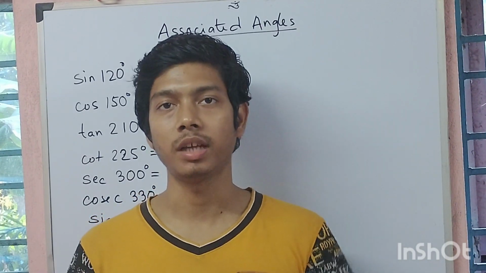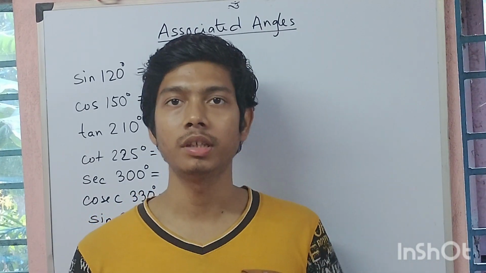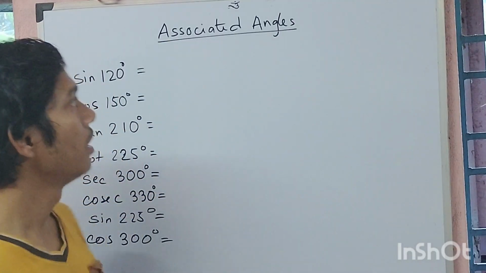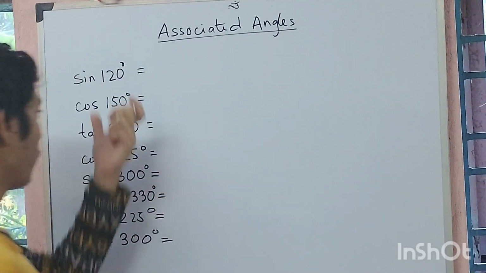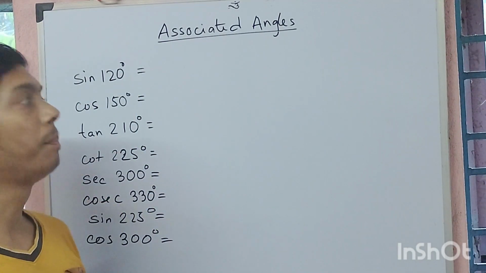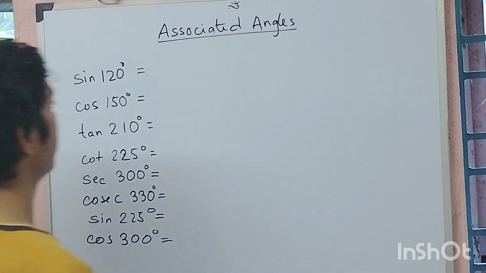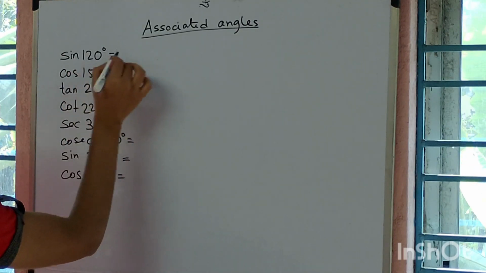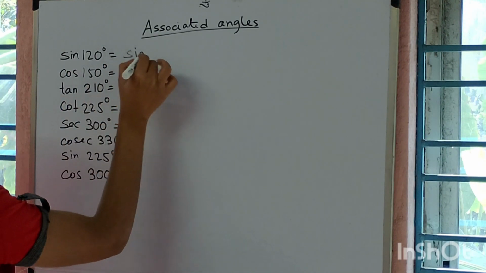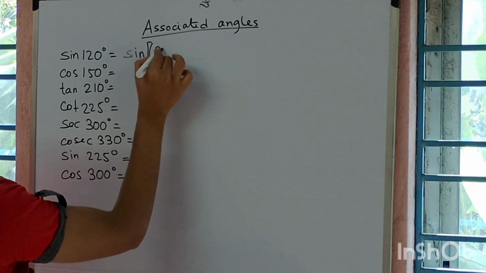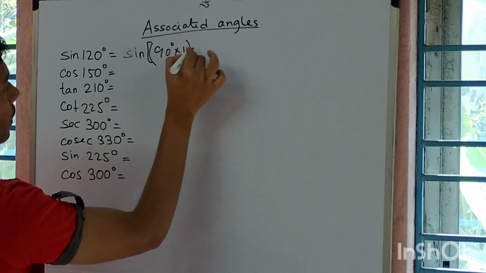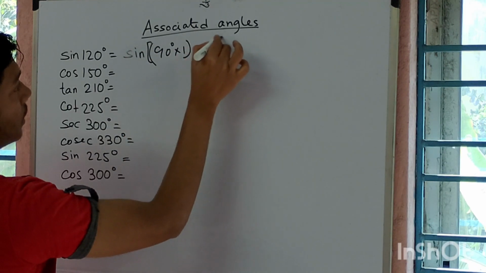Now I am introducing associated angles in trigonometry for class 11. I will make you understand these values in a very simple manner. Okay, fine. Then first of all, I have to write it in this manner: sine of 90 degree into 1 plus 30 degree.